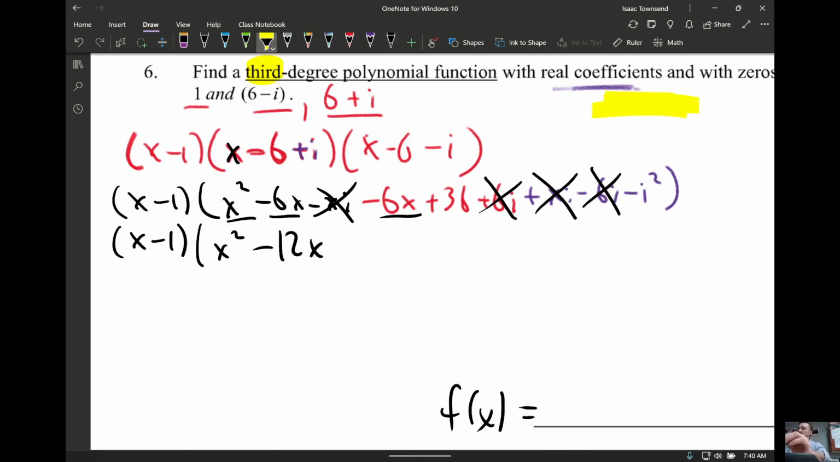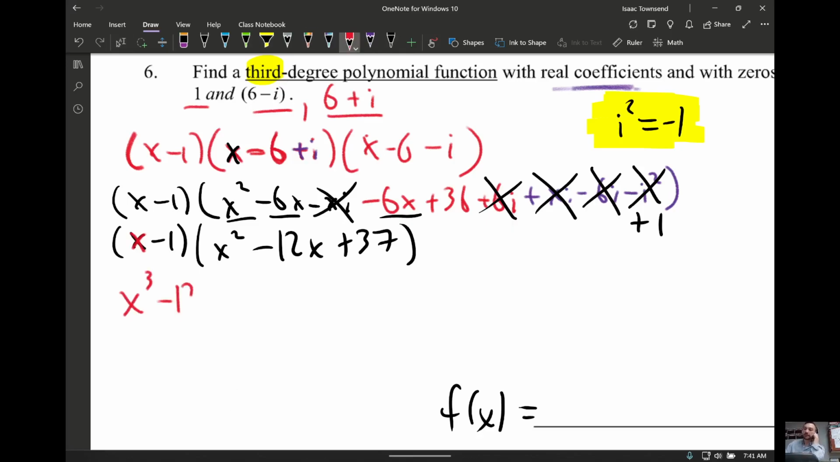And because i squared is negative 1, this is like minus a negative 1, which is like saying plus 1. Add that to 36 and you get 37. Okay, so I multiplied these two things together and it cleaned up into these 3 terms. Still need to distribute this x minus 1 though. So x needs to be multiplied to all 3. And then negative 1 needs to be multiplied to all 3.